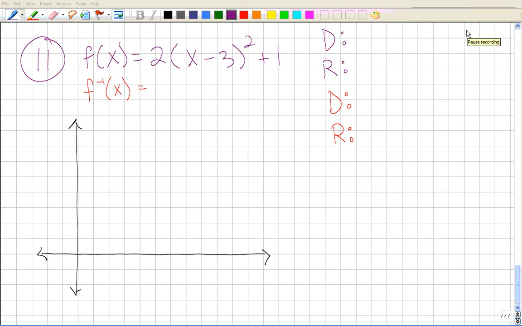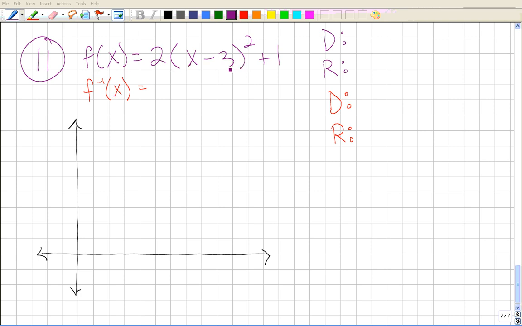Okay, for number 11, we are going to graph this function f of x, and we're also going to graph its inverse. We'll give the domain and the range for both of these functions, and we'll also find what the function is for the inverse. So let's start out by graphing this function.